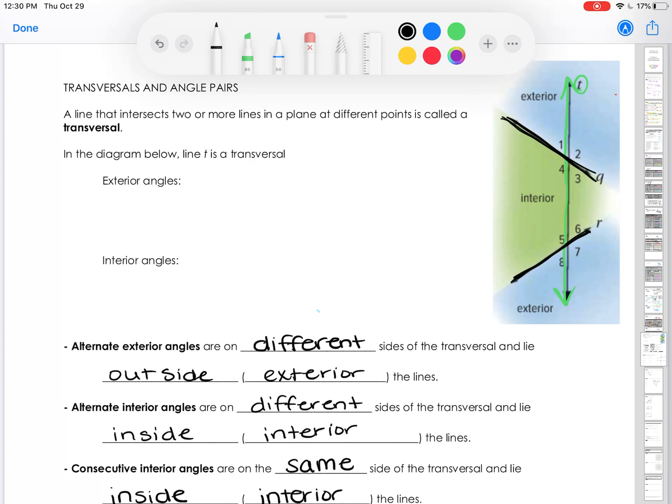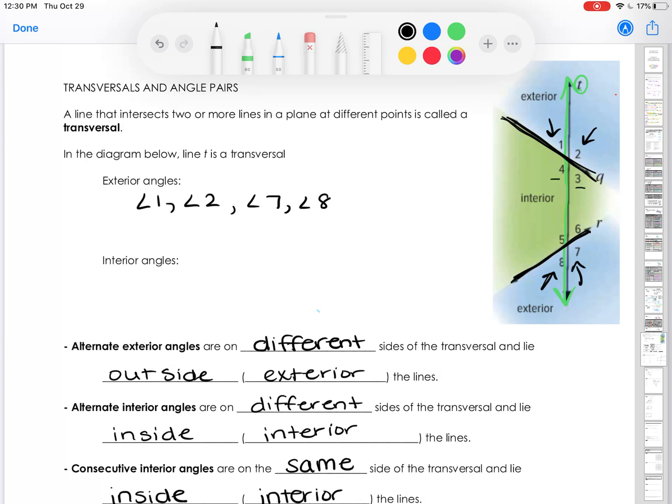And then we have angles that are on the outside, so that would be the ones outside of the bread. So our outside angles, or our exterior angles, are angles 1 and 2 up top, right? These guys right here. And then angles 8 and 7 on the bottom.